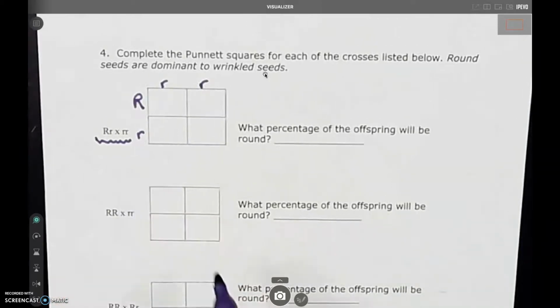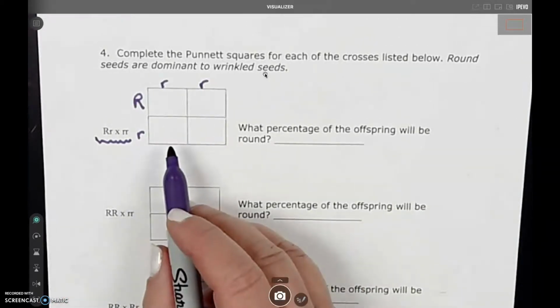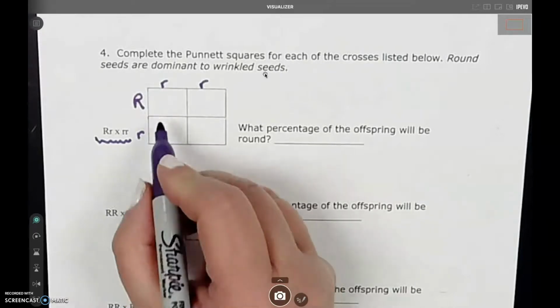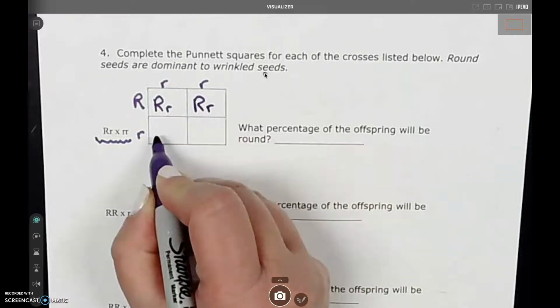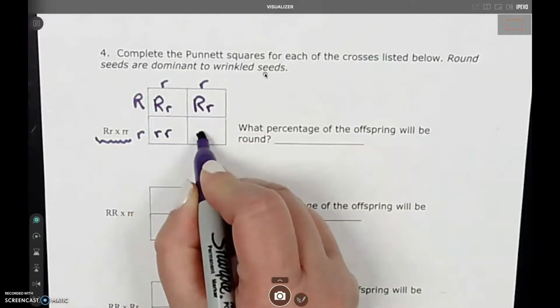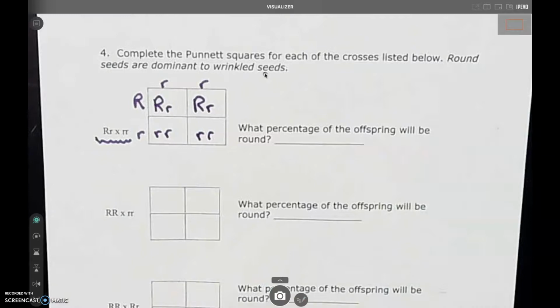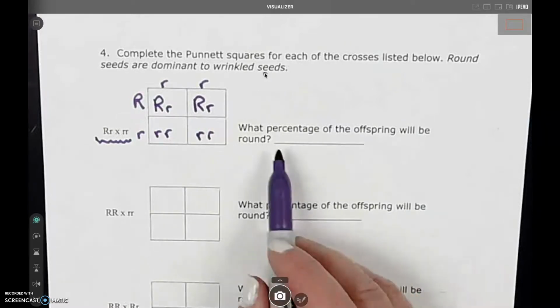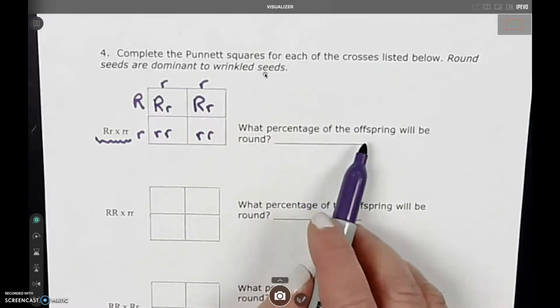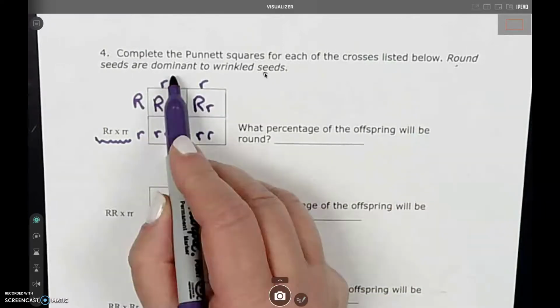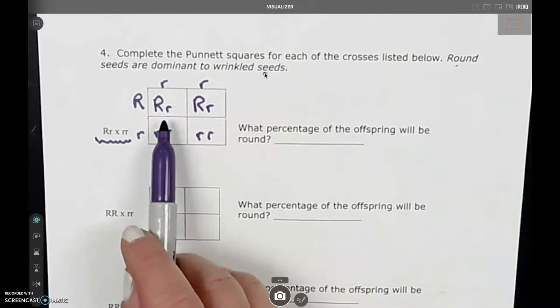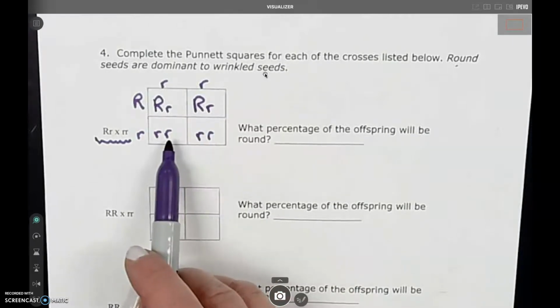All right, so at this point now they're split up, and now we got to put them together in potential offspring. So big R, little r, take what's to the left and what's to the top and fill in the box. That's not too different from what you've done in the past, right? Okay. Then it's asking you a question. What percentage of the offspring will be round? And it says up here that round seeds are dominant. So I have a dominant allele in 2 of the 4. What percentage is that? 50%.